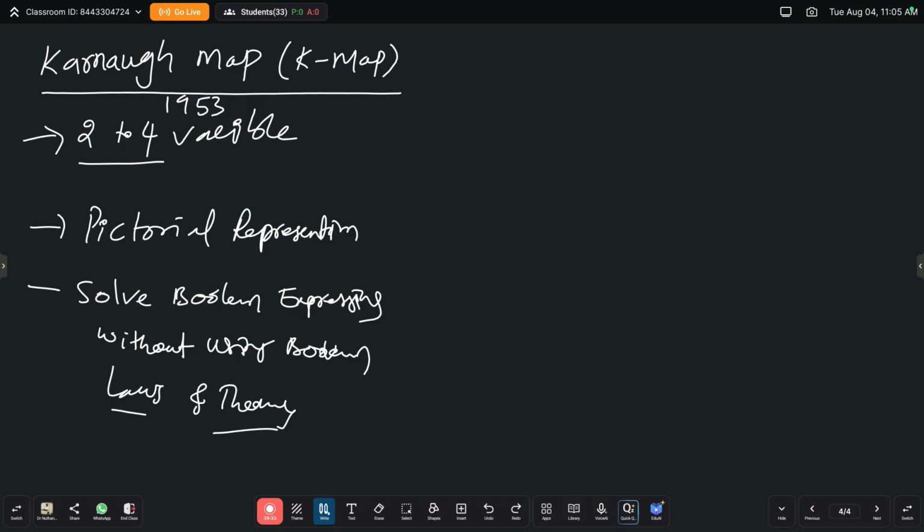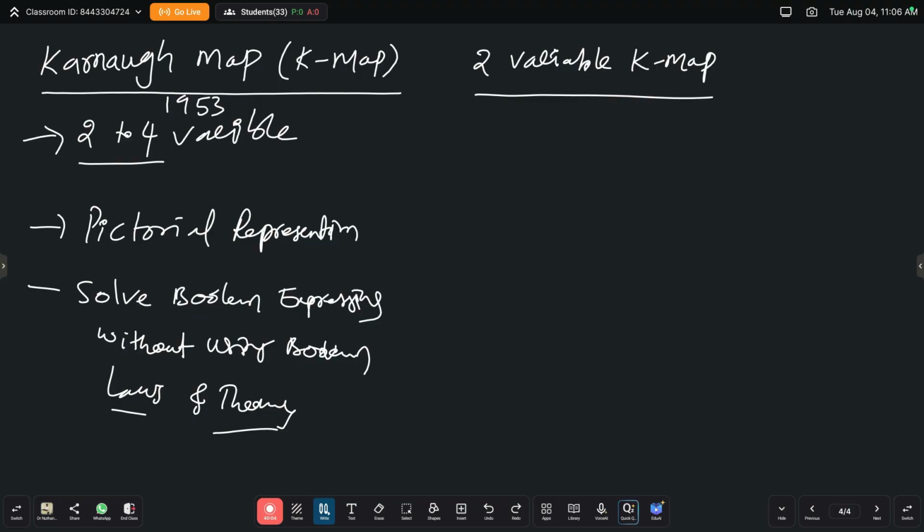First understand how to design a K-map for 2 variable, 3 variable, 4 variable. I will draw one by one. 2 variable K-map representation. Simple, actually simple. Don't get tense. Some extra effort is required, that's it. If extra effort is put in, next it is very easy.